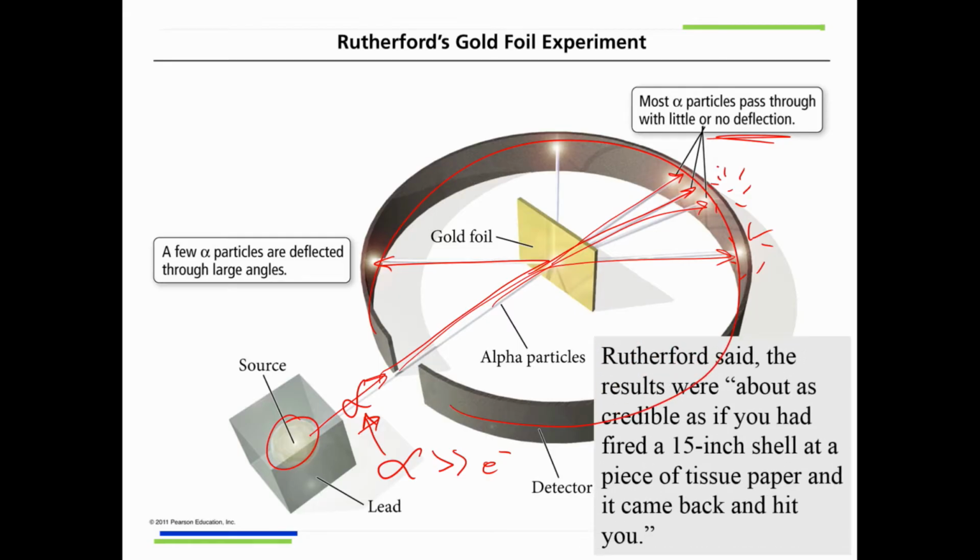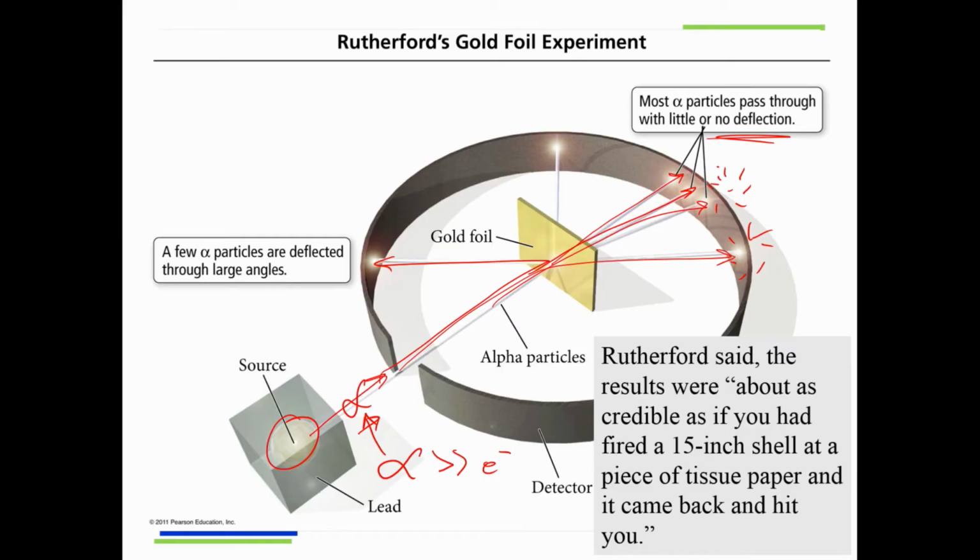Okay, so this is what Rutherford said about what he discovered. He's like, this was incredible. It's as if you took a 15-inch shell and fired at a piece of tissue paper and it came back and hit you. You would not expect that to happen. That would be a very unusual thing. And yet that alpha particle absolutely did a similar thing. It hit this little piece of gold foil and it bounced right back.